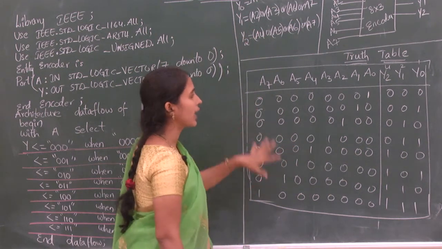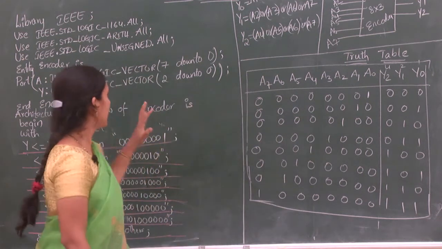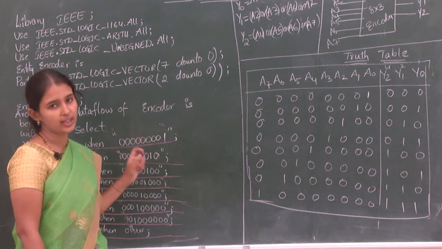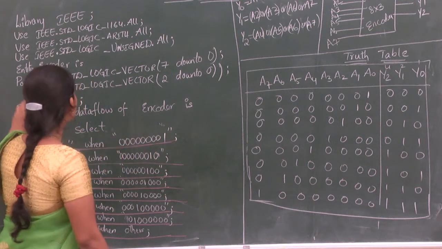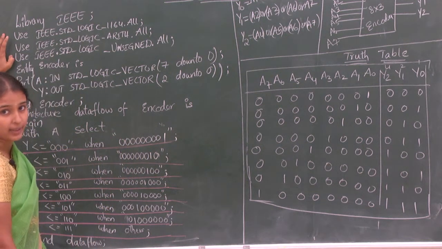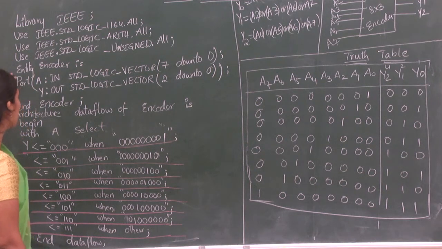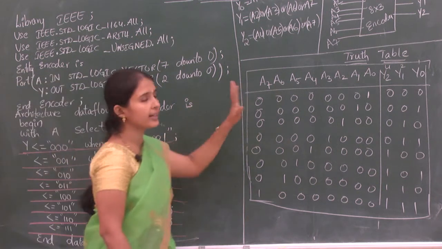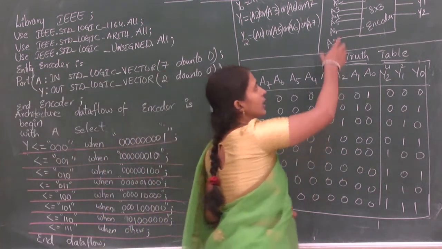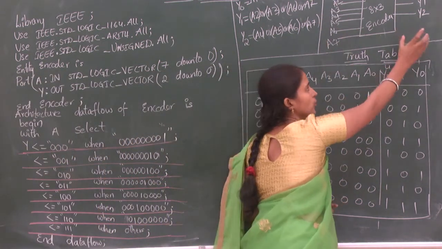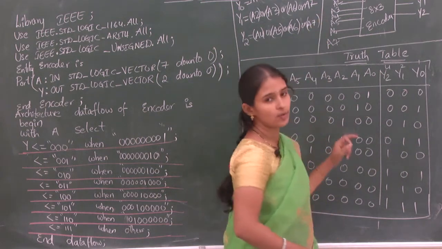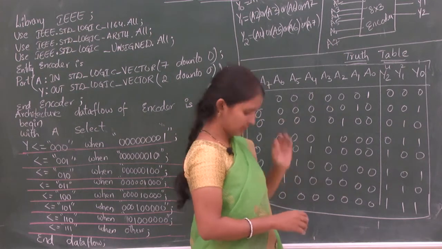Now, how to write the VHDL code. This is the data flow model for the 8 to 3 encoder. This is your library. Now this is your entity declaration. What does the entity declaration tell us? It tells us how many inputs you are taking and how many outputs you are providing. Here, it is taking 8 inputs and providing 3 outputs.